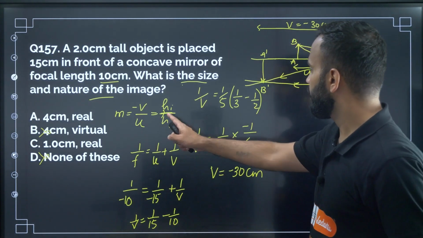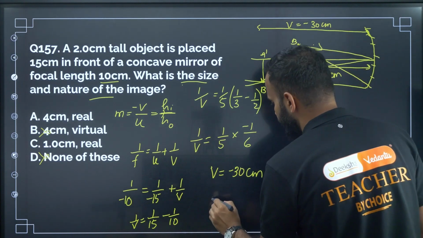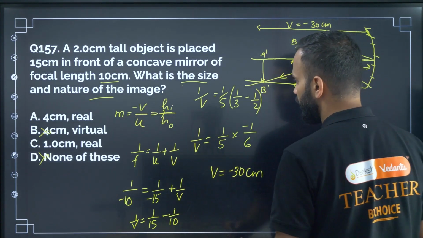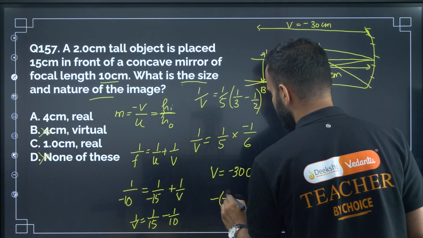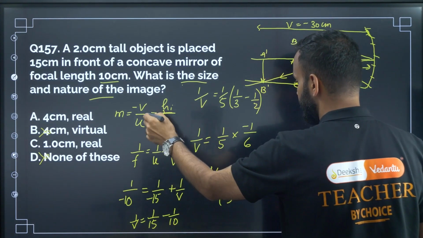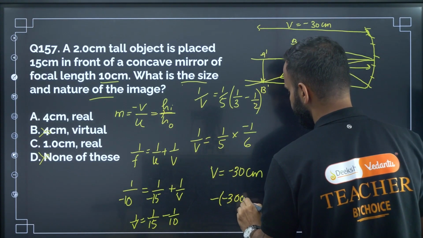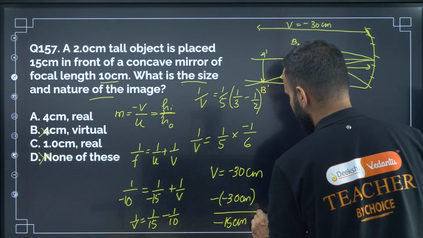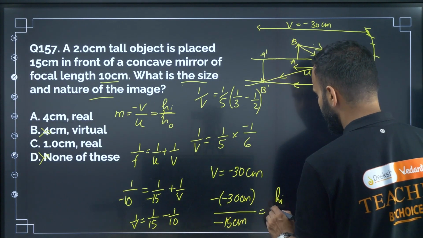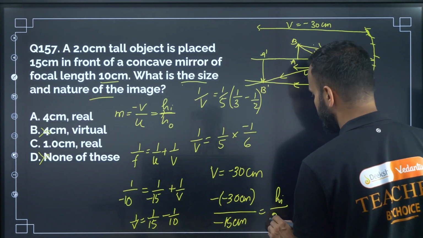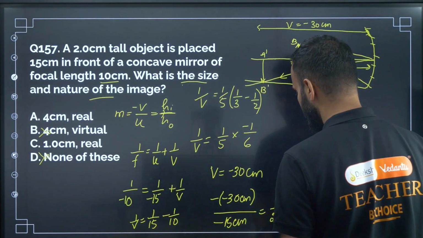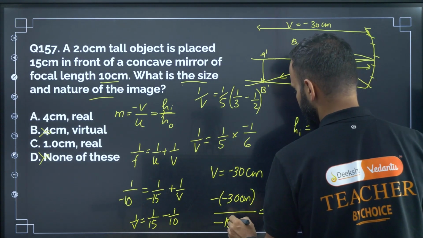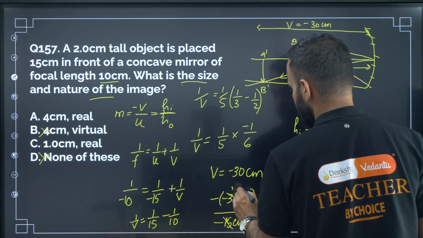Okay, now we can easily find the height of the image, right? Magnification M is equal to minus V by U, which is equal to height of the image by height of the object. Now minus of minus V, that is minus of minus 30 centimeter, divided by U, that is minus 15 centimeter, is equal to height of the image divided by height of the object, that is 2 centimeter.